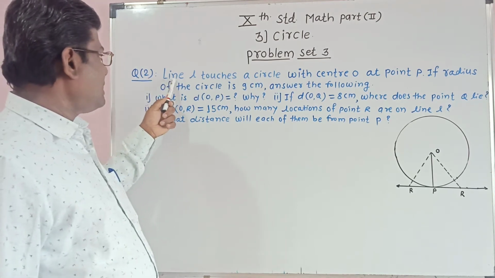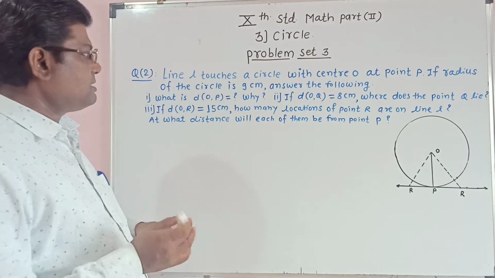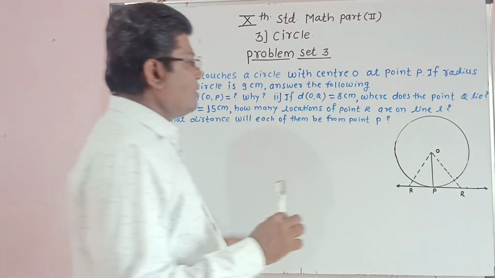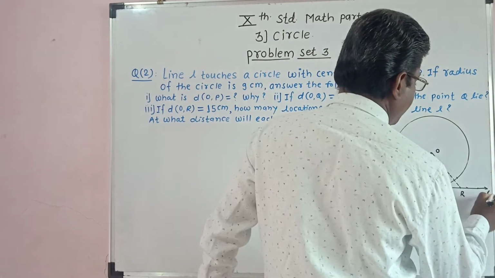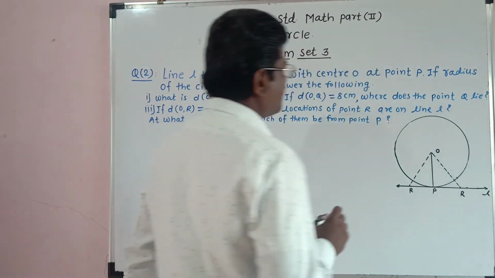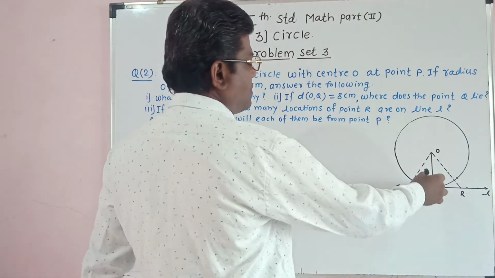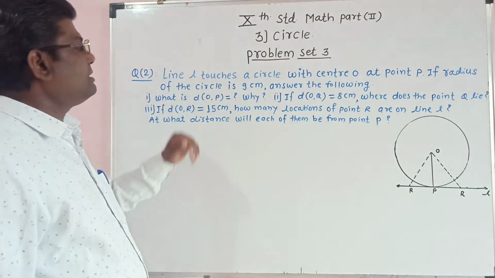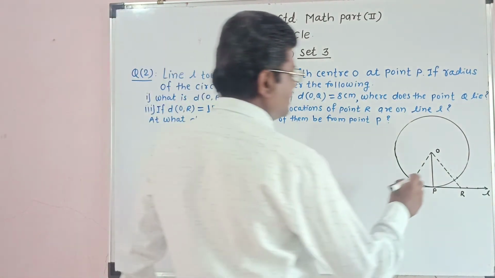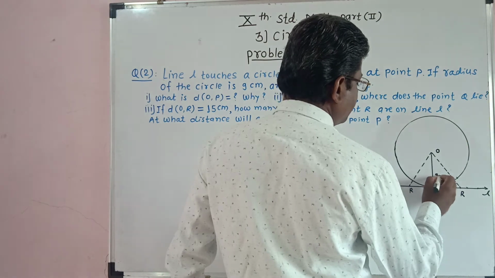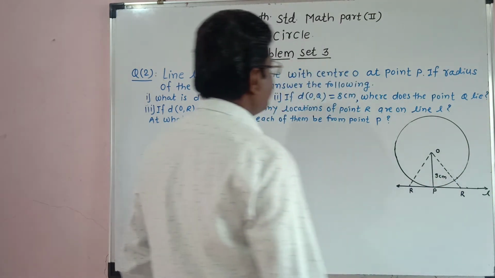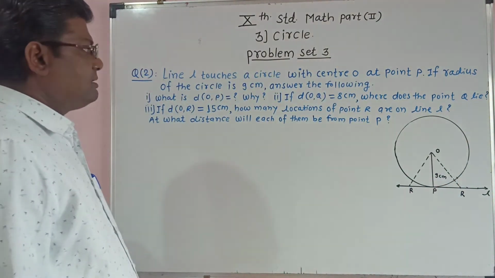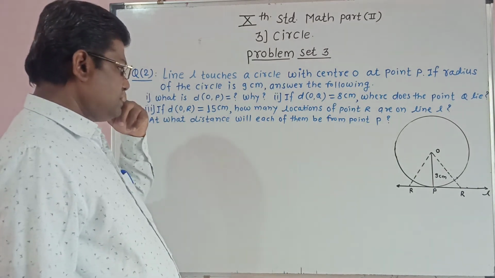Question number 2, line L touches a circle with center O. This is line L and it touches the circle with center O at point P. If radius of a circle is 9 centimeter, this is the radius and this is 9 centimeter. Answer the following. What is distance of OP?